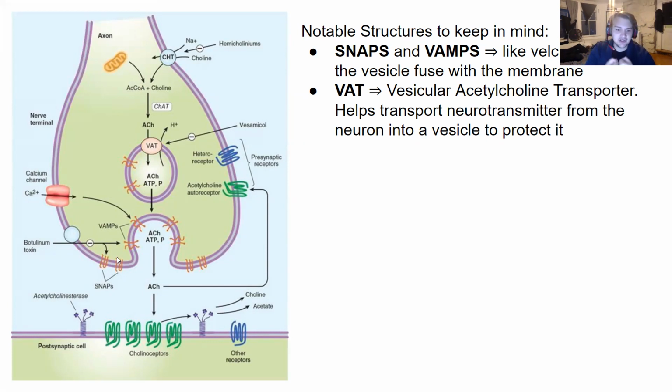And that's the big thing to know here: via this Velcroing of the SNAPs and VAMPs, we are able to fuse the vesicle to the cell wall and eventually release the acetylcholine. This acetylcholine then travels across the synapse, where it can affect these receptors and where it would be broken down by acetylcholinesterase, which would then terminate the nerve response.